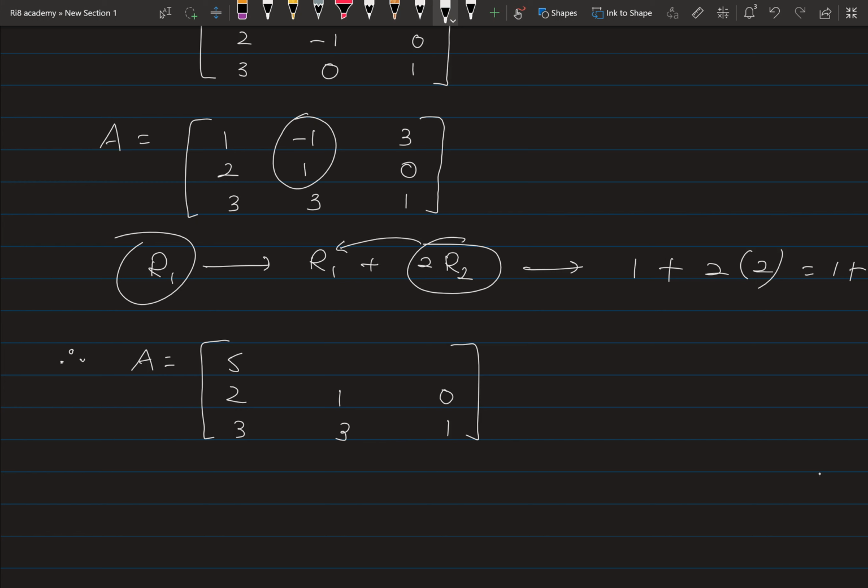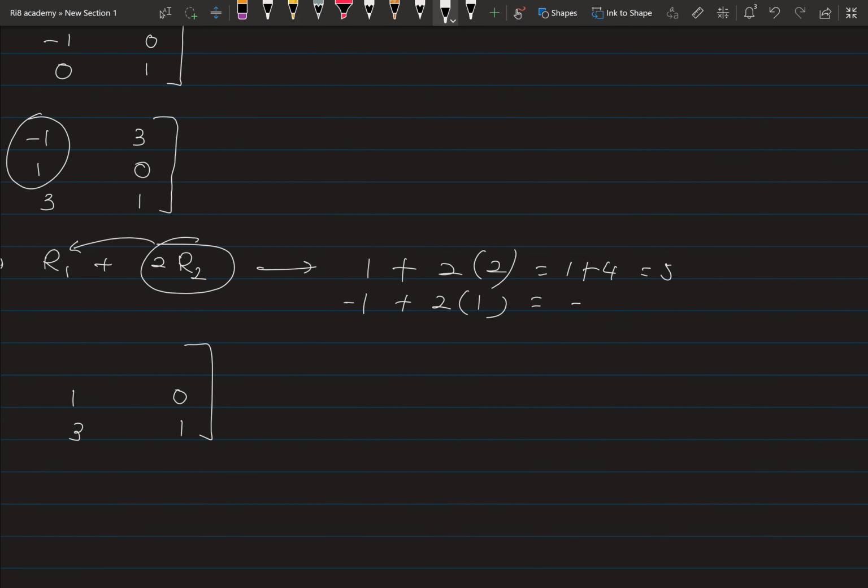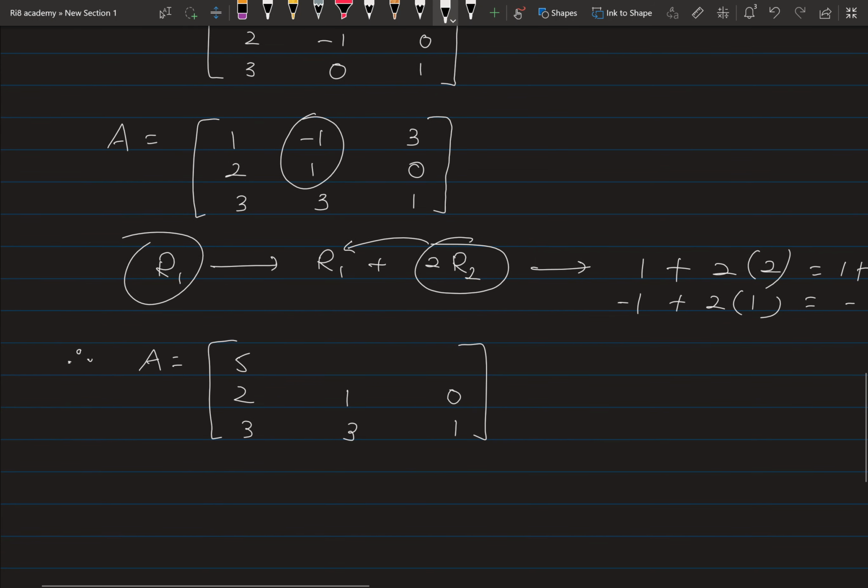Okay, now we go to the next element operation, that is here. Same application of transformation. I have -1 in R1, so -1 plus 2 into R2. Now in R2 I have 1. So -1 plus 2 is 1. So the answer is 1.